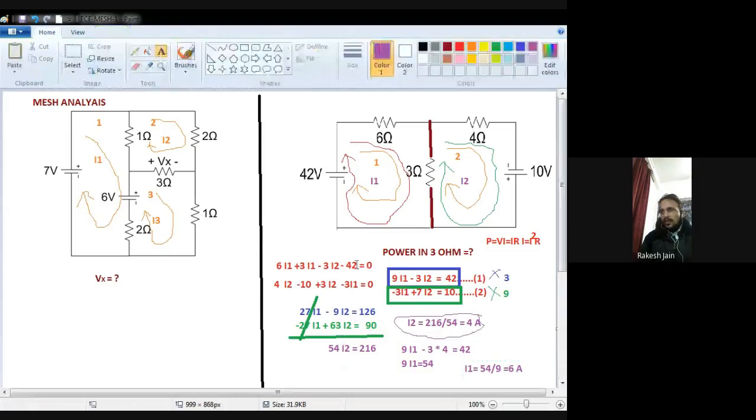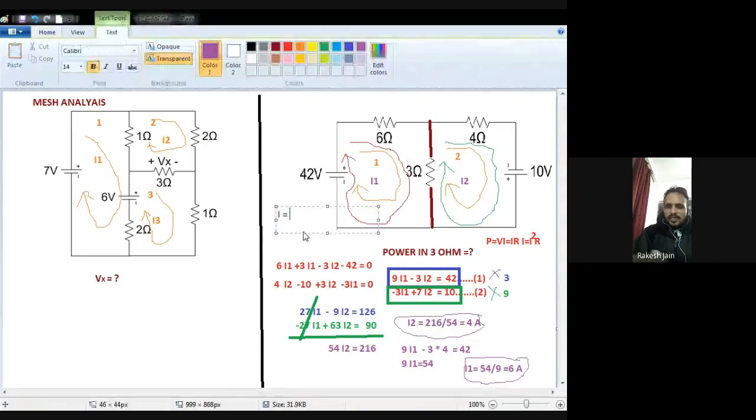There are two currents passing through this 3 ohm resistance, and power consumed is equal to I square R. One current is I1, one is I2, and the directions are opposite to each other. So first I have to find the values of I1 and I2. Because the directions are opposite, the resultant current through the 3 ohm resistance is the subtraction of one current from the other. So the current is 6 ampere minus 4 ampere, that is equal to 2 ampere.